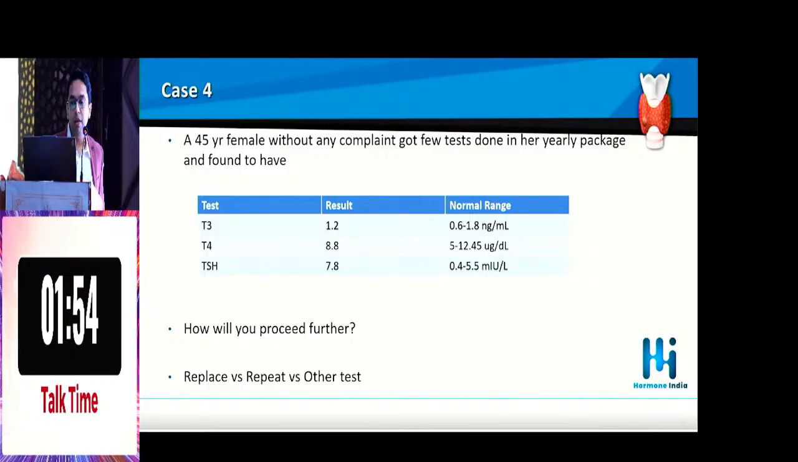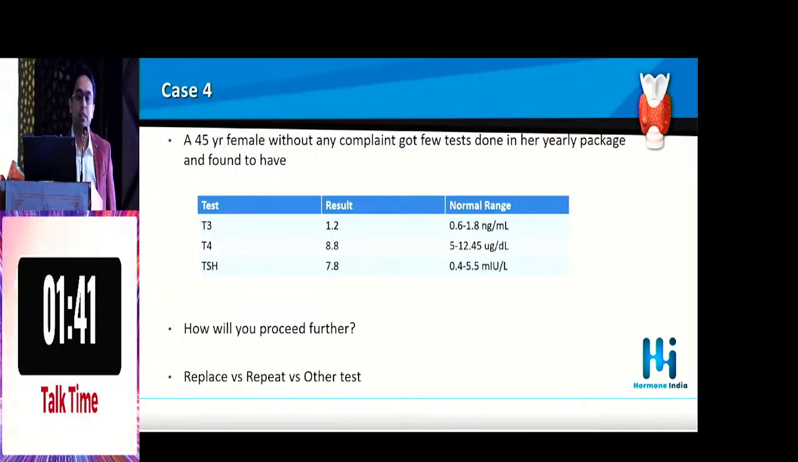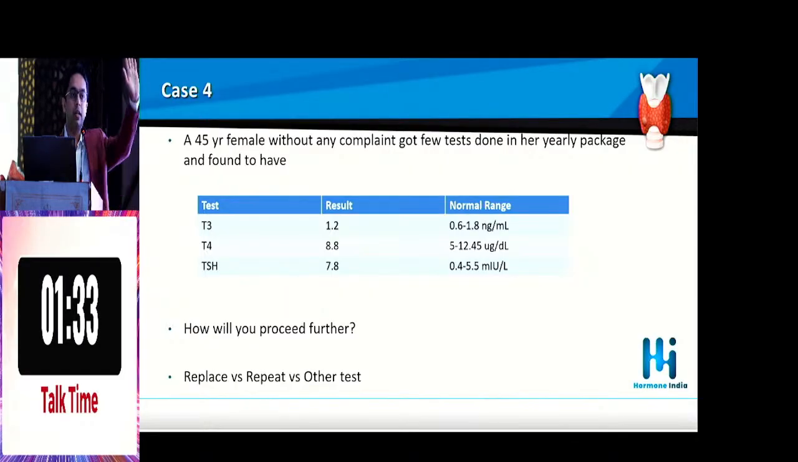So we have here a 45-year female without any complaint, got a few tests in the yearly package. T3 is 1.2, T4 is 8.8, TSH is 7.8. I'll tell you the diagnosis is subclinical hypothyroidism. So what do you want? Do you want to start treatment, repeat the test, or other test? So how many want to start treatment? Raise your hands. Quite a few. How many want not to start treatment? Wait and watch. How many want some other test?